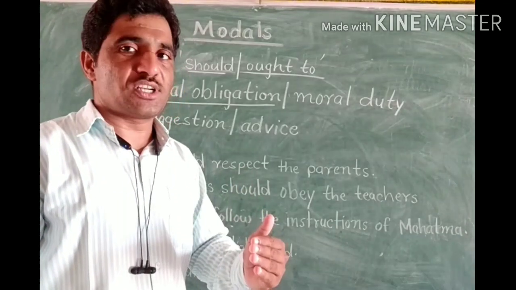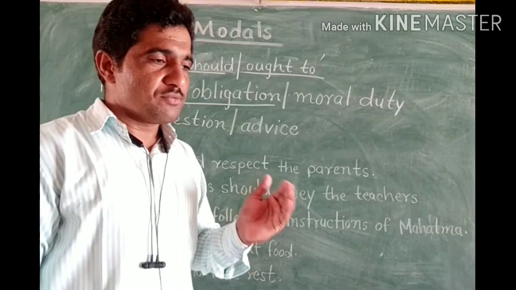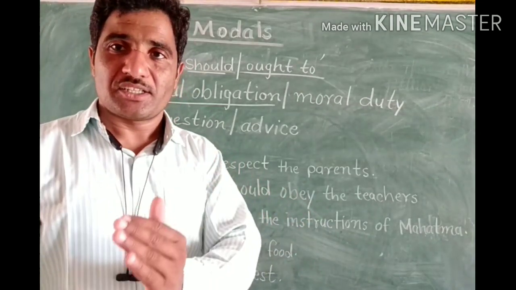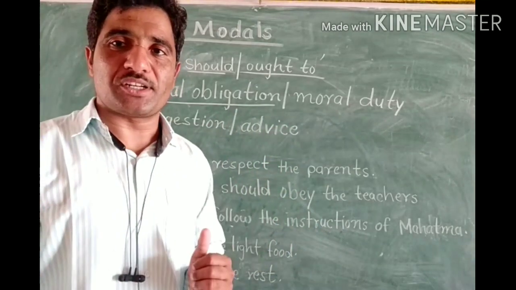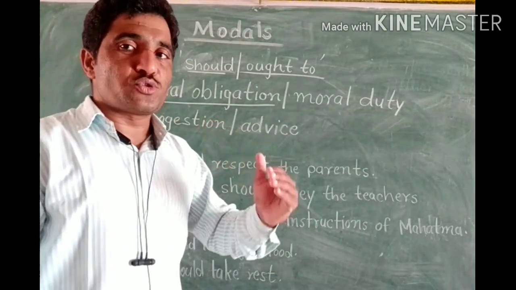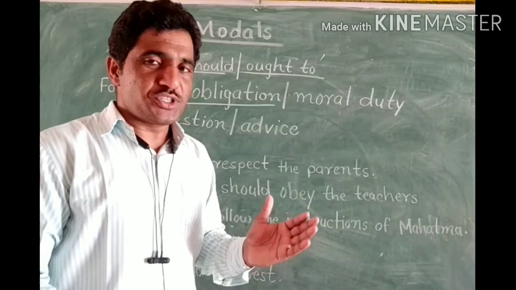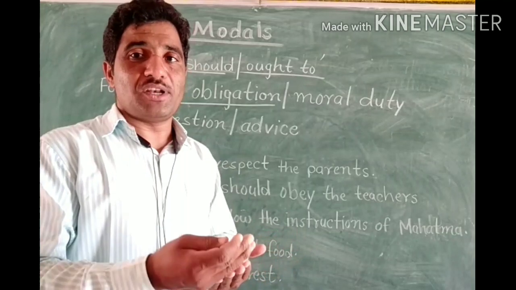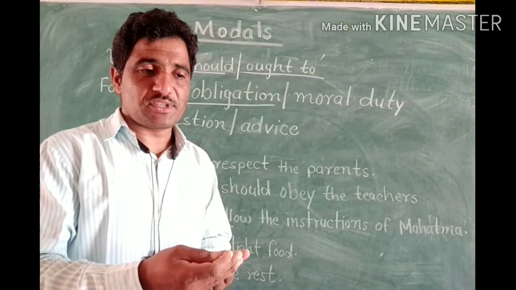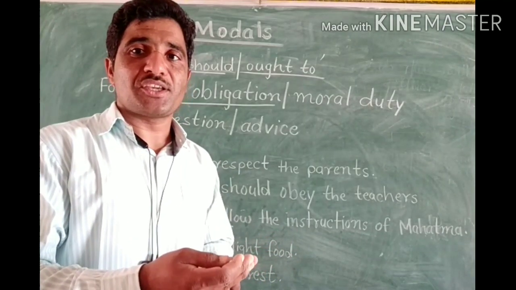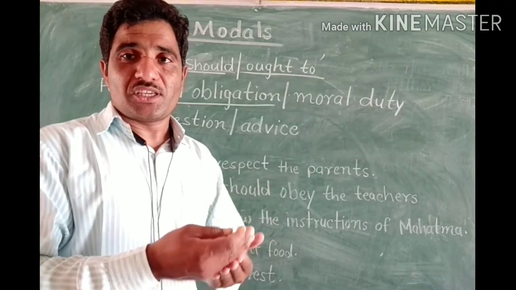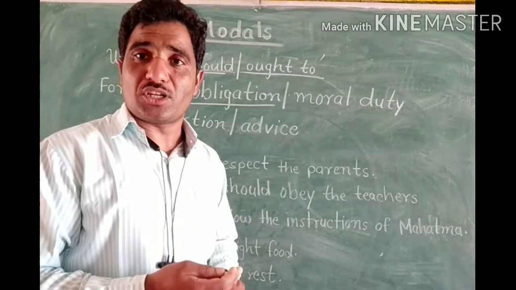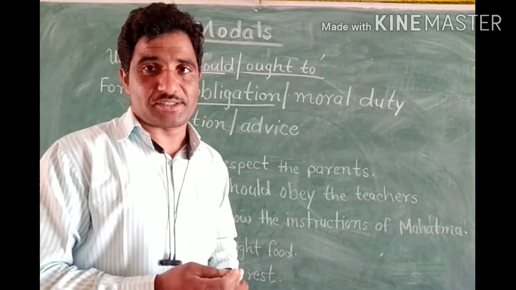Like we should touch the feet of our parents. We should respect the elders. The rich should help the poor. We should plant the trees. We should keep the discipline. These are moral obligations. Moral obligation means as a human being we should do it. Everyone should speak the truth. This is the moral obligation.